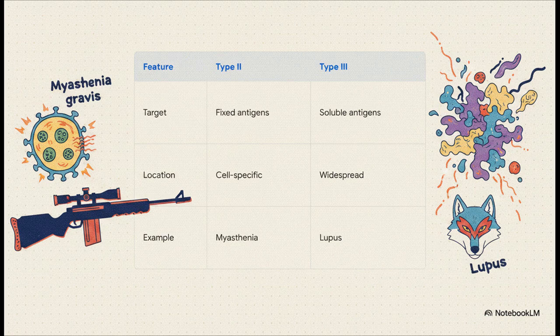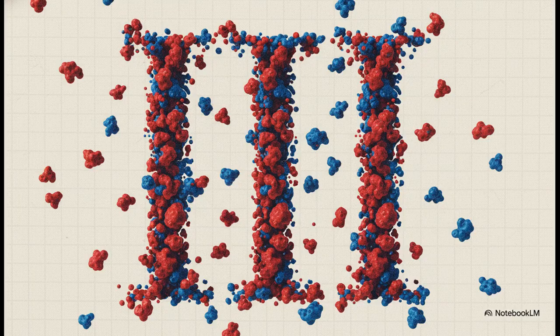But in type 3, the target is soluble antigens floating in the blood. These form massive complexes that travel around and cause widespread tissue deposition and systemic inflammation. Lupus is the classic, undeniable example here. Basically, think of type 2 as a precision sniper rifle hitting a fixed target, and type 3 as a floating cluster bomb. And to make sure you never, ever forget this on test day, here is your final memory anchor.